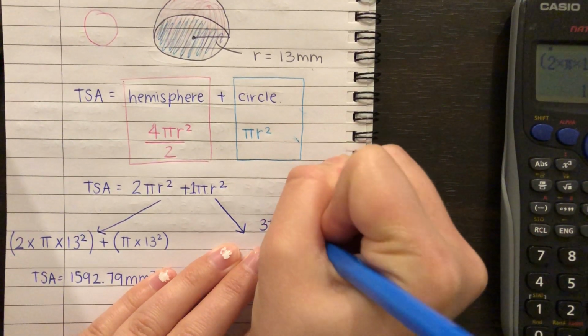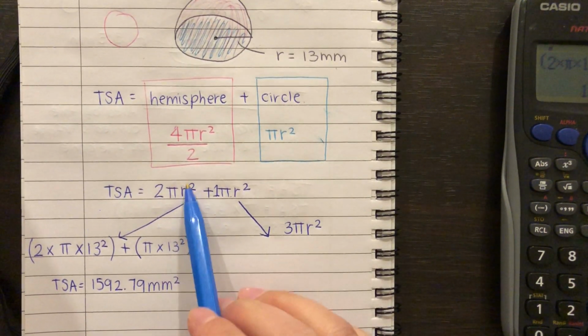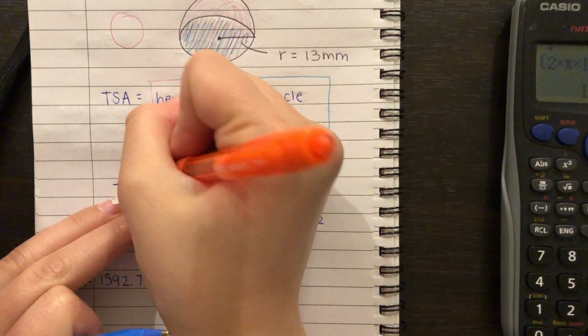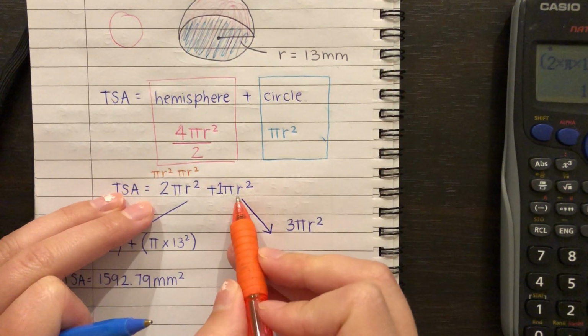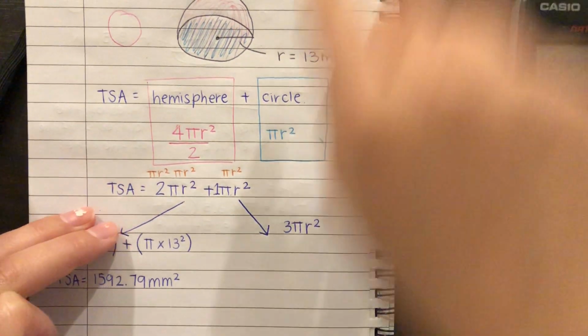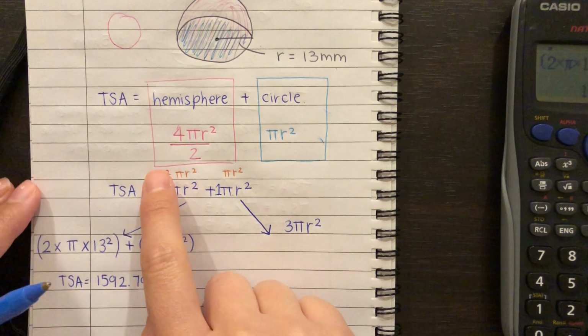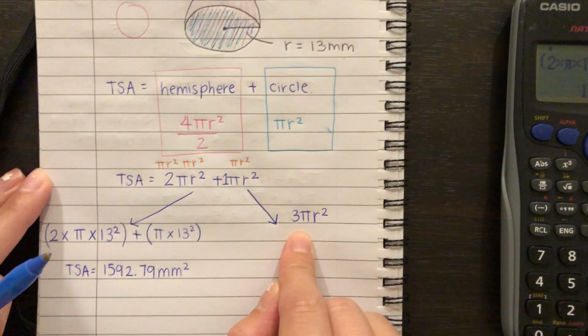So 3 pi r squared. Because we have 2 of the pi r squareds here, and we have 1 of them over here. So add them all together. How many pi r squareds do we have? 1, 2, 3. 3 pi r squared.